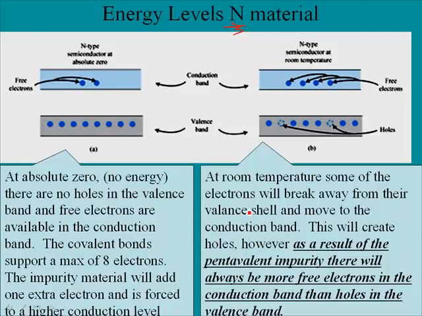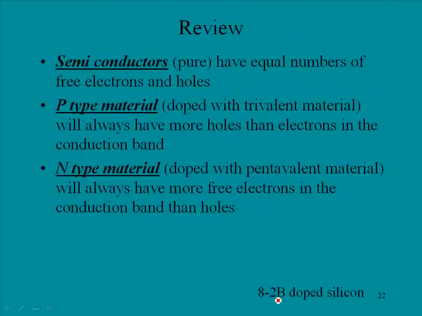Okay, so at room temperature, remember we still got our 8, and what we're going to find is that at room temperature, some of those will become free electrons, and we will have some holes created as a result of that. Okay, as a result of pentavalent impurity, there will always be, and note this, more free electrons in the conduction band than holes in the valence band.